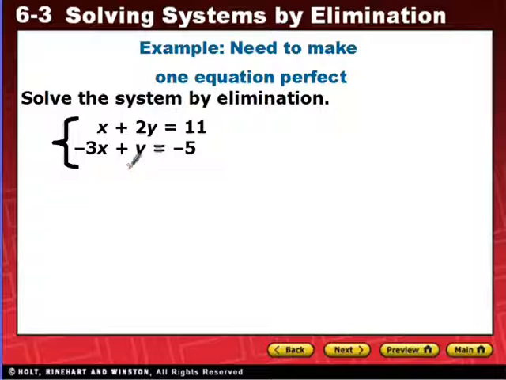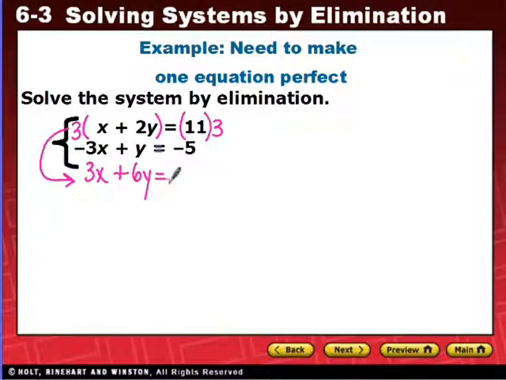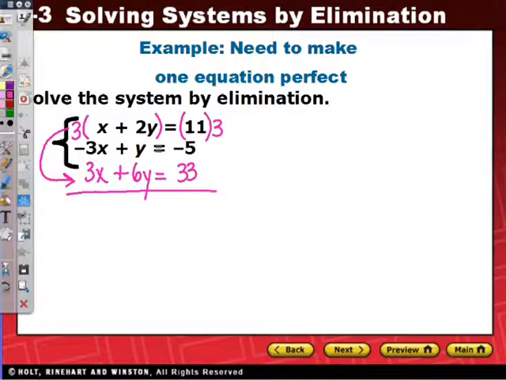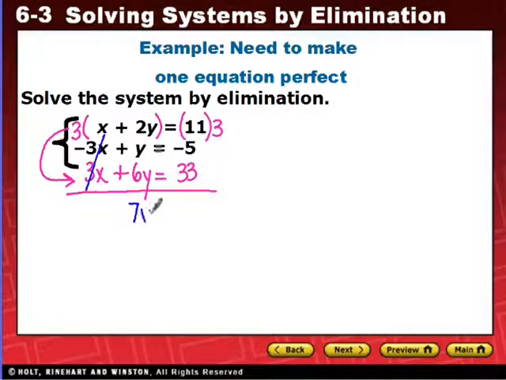Maybe we'll even do it twice right now. So let's do it the first time with multiplying this whole first equation by 3, because then I'll have 3x's. And I'm just going to rewrite it just below here. And I get 3x plus 6y, don't forget to distribute, equals 33. Now it's perfect. Negative 3 and positive 3 add up to nothing. 6y and 1y makes 7y. 33 plus negative 5 is 28. And divide both sides by 7, y equals 4.